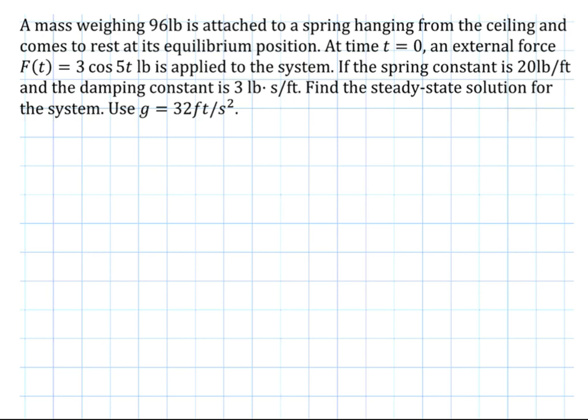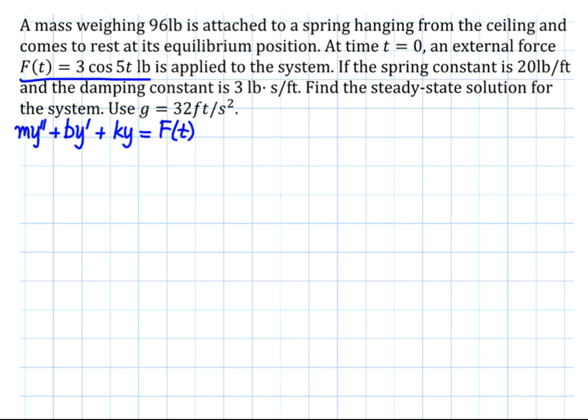We have an application problem. This is a mass spring system with the external force. So first, the equation will be the mass times the second derivative plus the damping constant, damping factor I should say, and then the spring constant equal to the external force. In this case, I'll just write F of t for now.